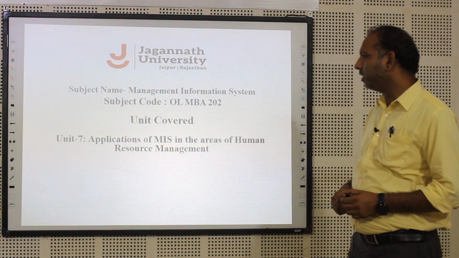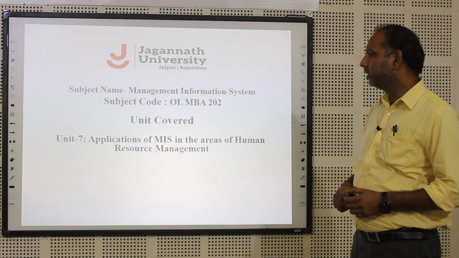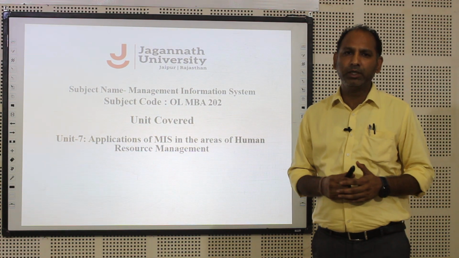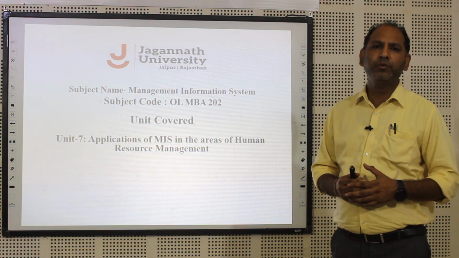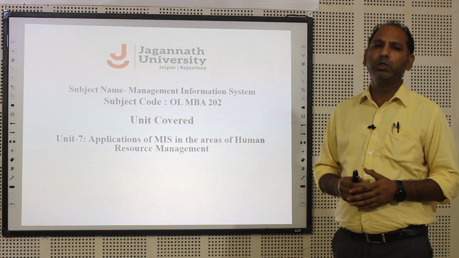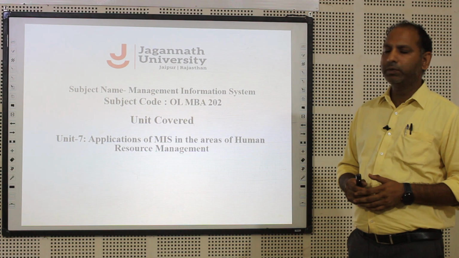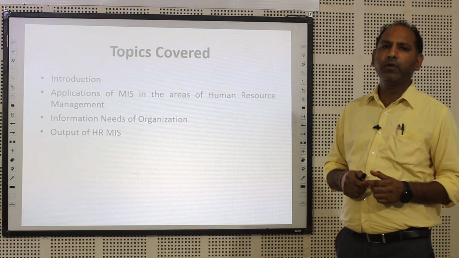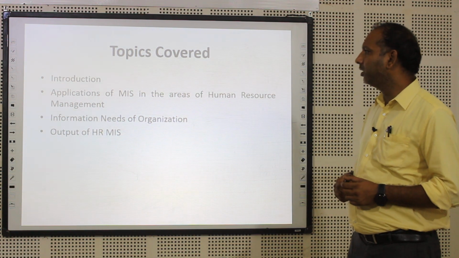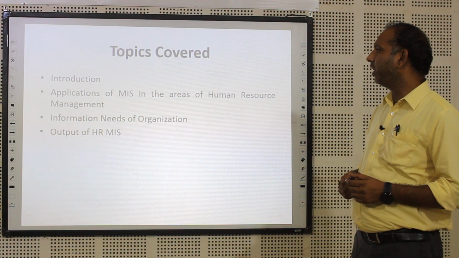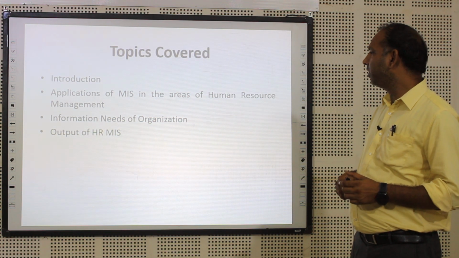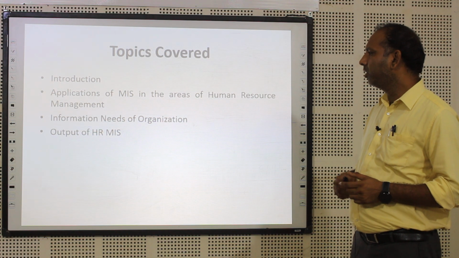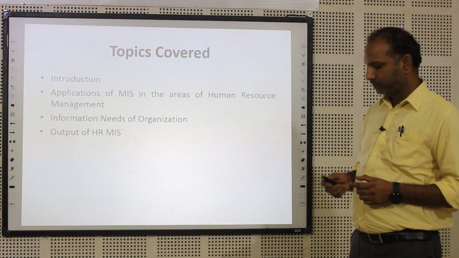Today we are discussing unit number 7, that is applications of MIS in the area of human resource management. The subject name is Management Information System and the subject code is OL MBA 202. The topics covered in this unit are the introduction, application of MIS in the areas of human resource management, information needs of organization, and outputs of HR MIS.